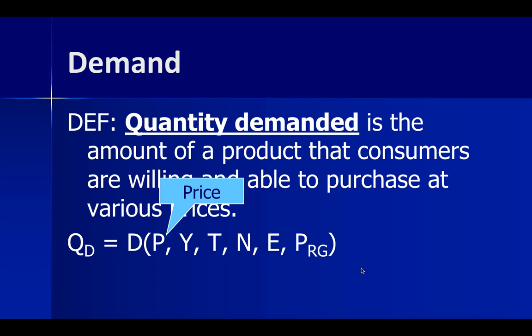Those would be the price of the product. We generally assume that the higher the price, the lower the quantity demanded. Consumer income is important. For most goods, as income rises, demand rises as well. We call those normal goods, but for some goods, as income rises, demand can actually fall. Think of ramen noodles, used cars. These goods we call inferior goods.